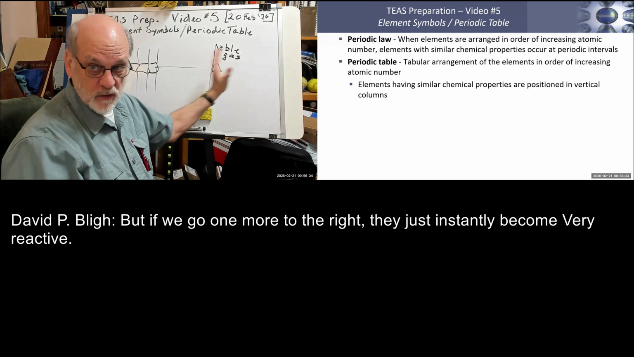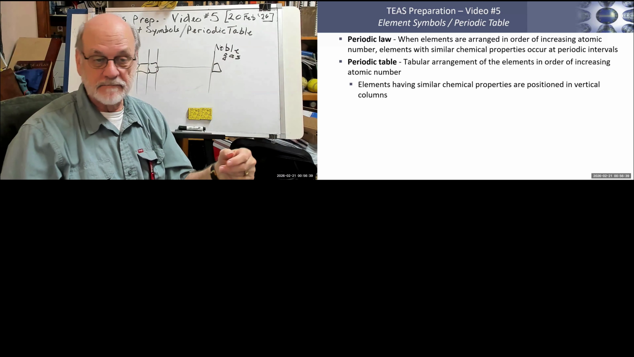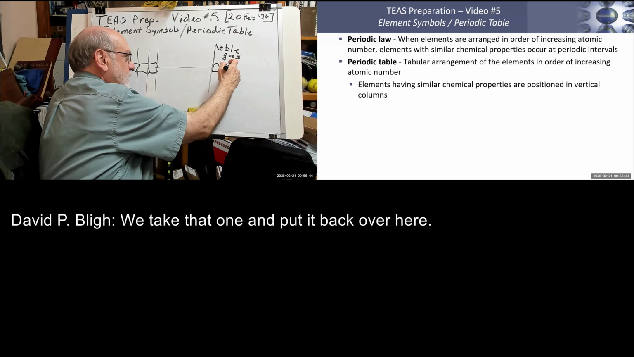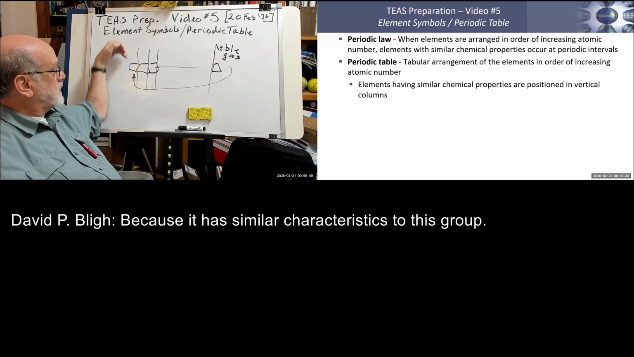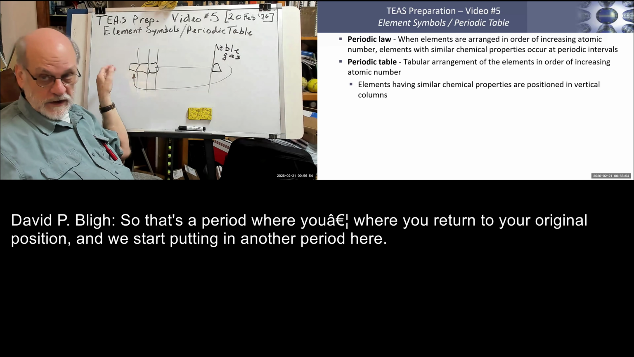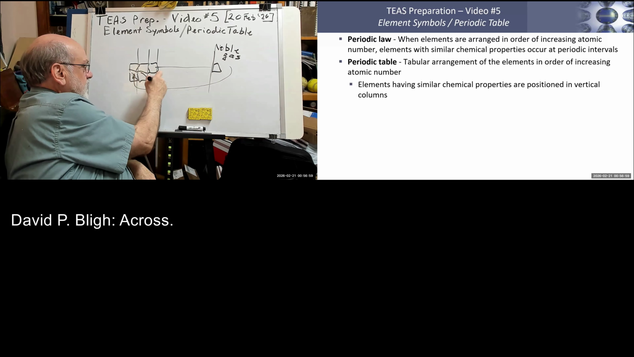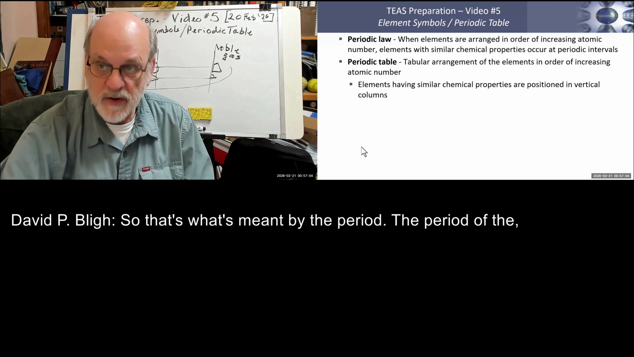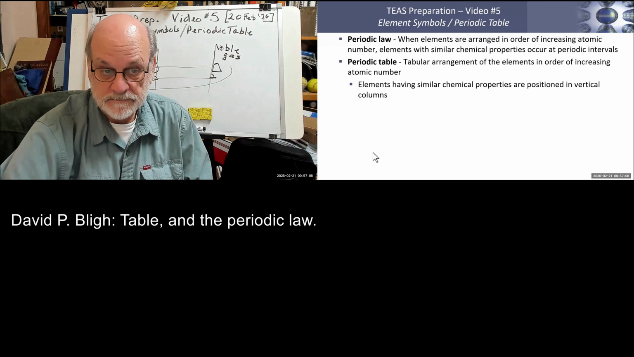But if we go one more to the right, they just instantly become very reactive. But instead of adding one out here, we take that one and put it back over here because it has similar characteristics to this group. So that's a period where you return to your original position. And we start putting in another period here across. So that's what's meant by the period, a period of the table and the periodic law.